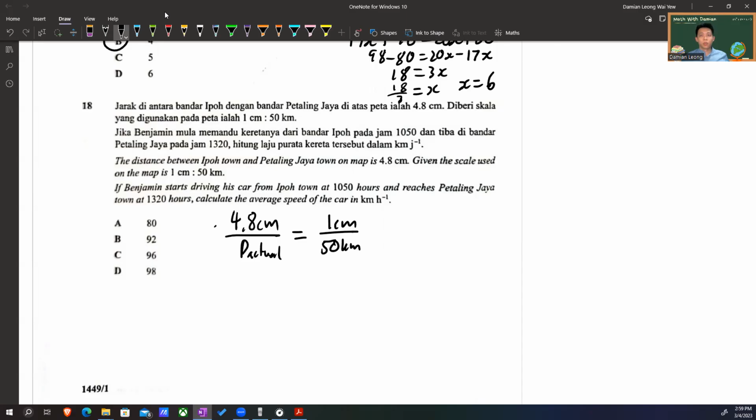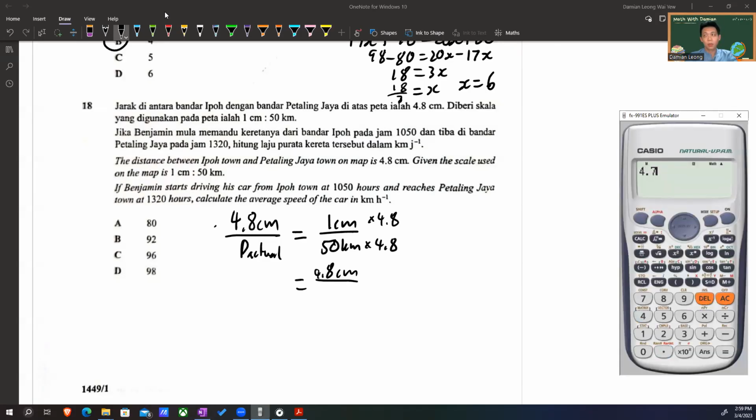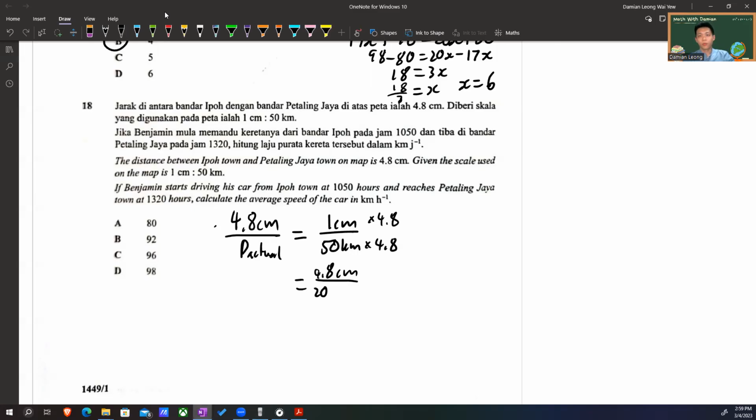To change 1 cm to 4.8 cm, I just need to times 4.8. So I times 4.8 top and bottom: 4.8 cm over 4.8 times 50, 240 km. So 4.8 cm corresponds to the actual distance, which means the actual distance is 240 km. So I have the distance. Let's look at the time.